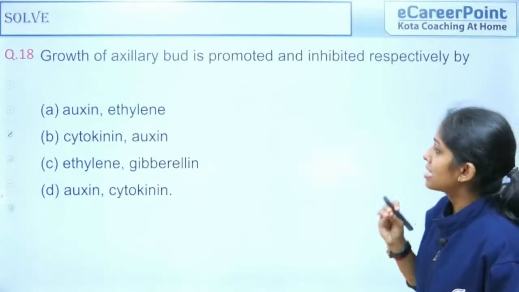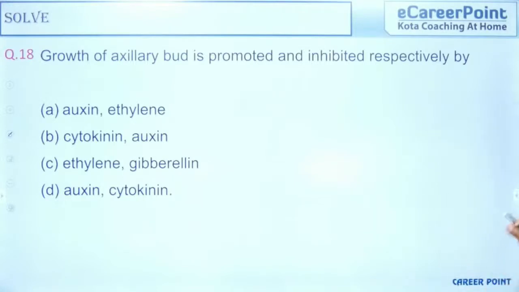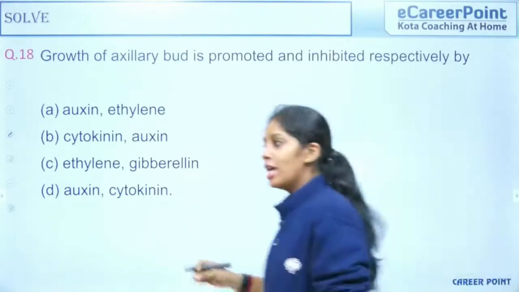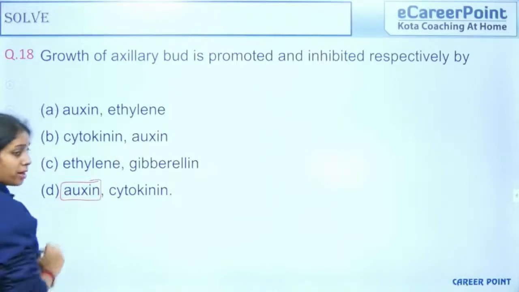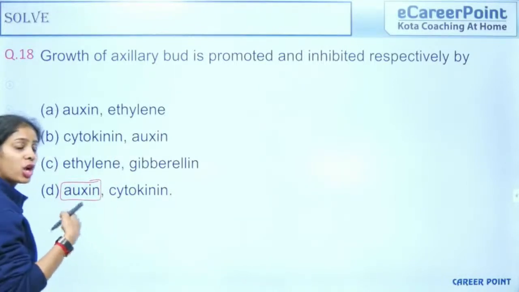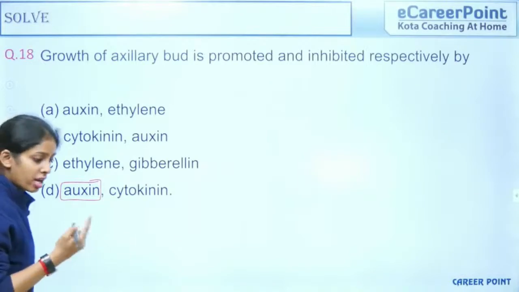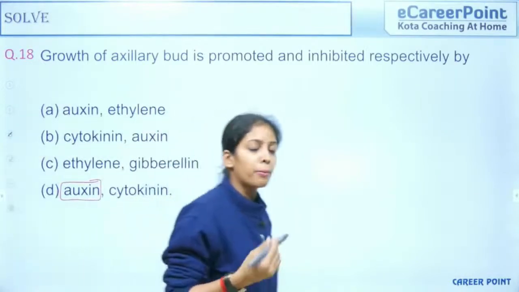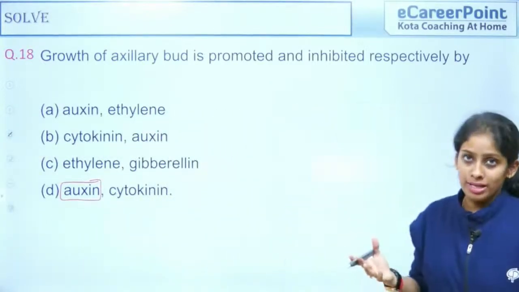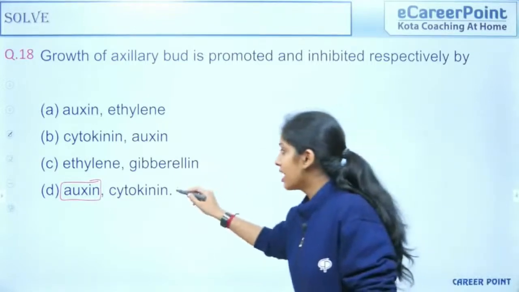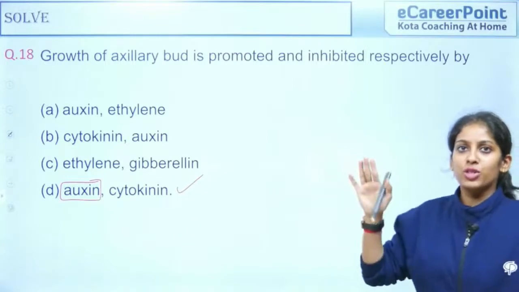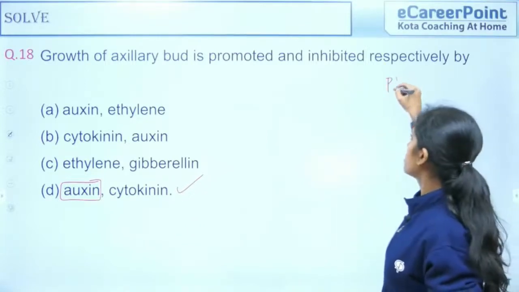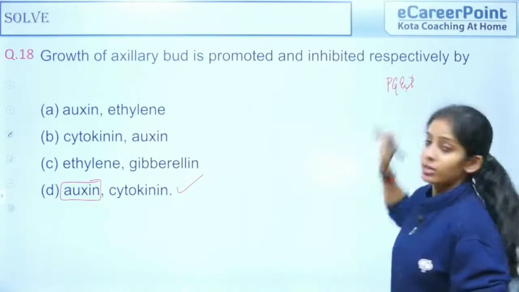So question 18. Growth of axillary bud is promoted and inhibited respectively by? If you remember, auxin promotes axillary buds. So that is your apical dominance, right? That is inhibited by cytokinin. So when the apical bud goes, the lateral buds are suppressed. Again, this is from the chapter Plant Growth and Development.